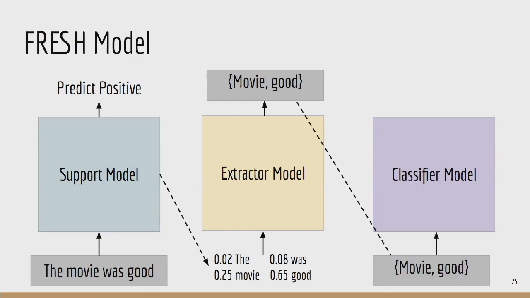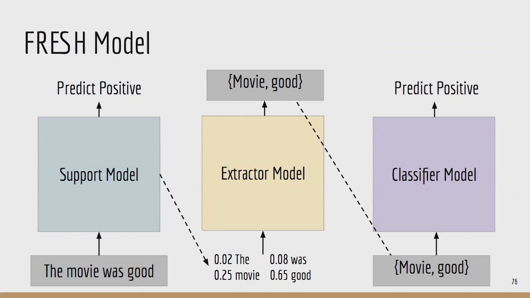And then we pass the rationale to our classifier model, which predicts the label. So this is very similar to that in Lay et al. But the difference here is that we don't actually train end-to-end. So this is a pipeline. The dotted lines indicate no gradient flow. And so what we want to do is we want our classifier model to be able to replicate the performance of the support model.